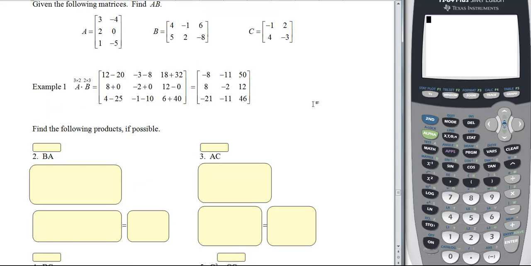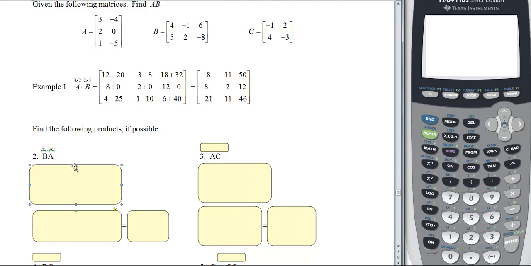Find the following products. Notice it says if possible. First thing, dimension BA. Find the size of BA, and it has to be in that order. B is a 2 by 3. A is a 3 by 2. Inside numbers match. Outside numbers, my answer should be a 2 by 2 matrix.